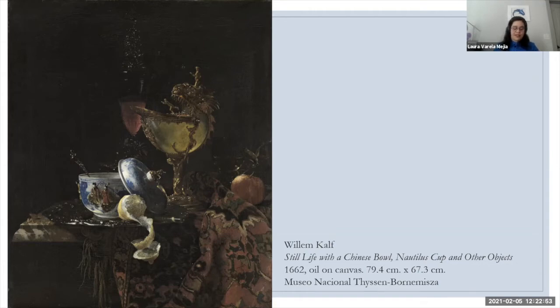This interest in biology and nature also extended to the depictions of flowers and insects and fruits, which we will touch upon shortly as well.